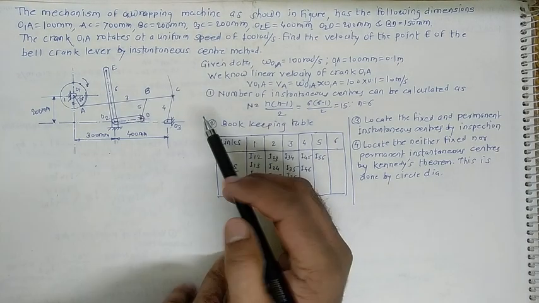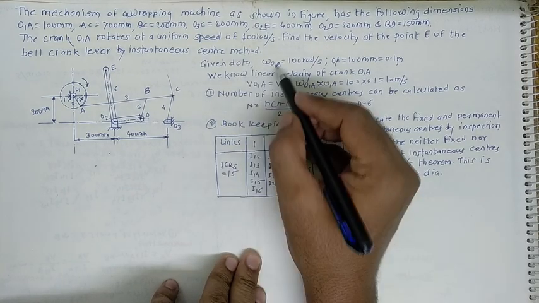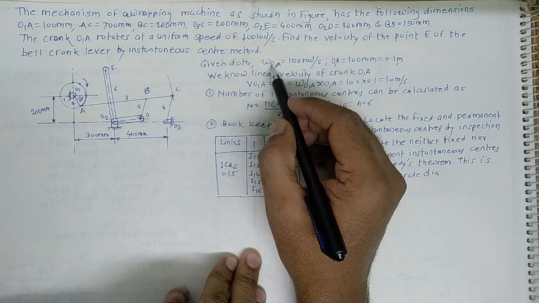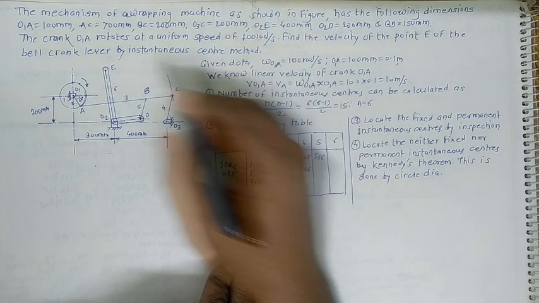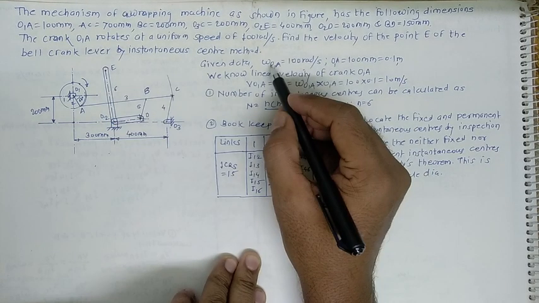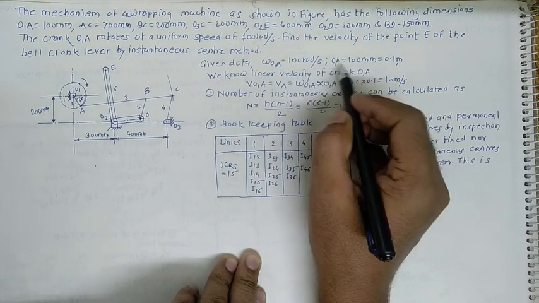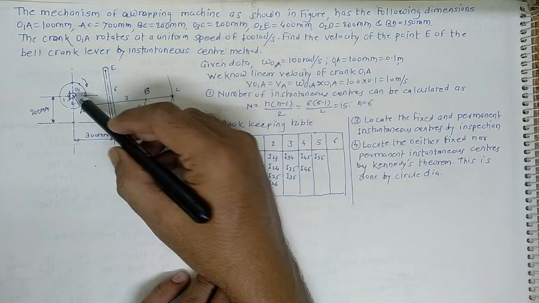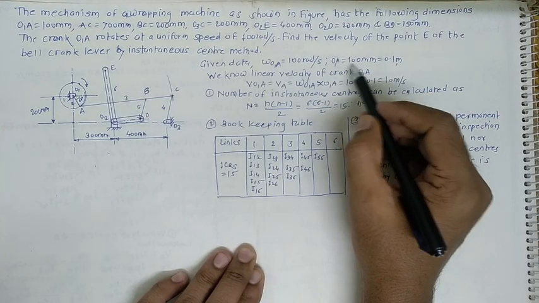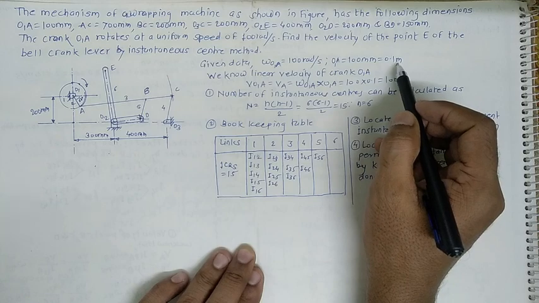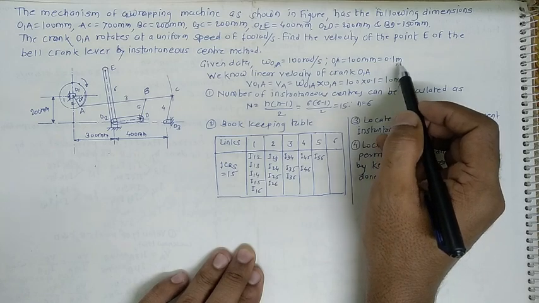So what about the given data? Here the angular velocity of the crank O1A is given. So we can write omega O1A equals 100 radian per second. What about the length of O1A? O1A is 100 mm. Just convert that into meter by multiplying by 10 raised to minus 3, so we get 0.1 meter.